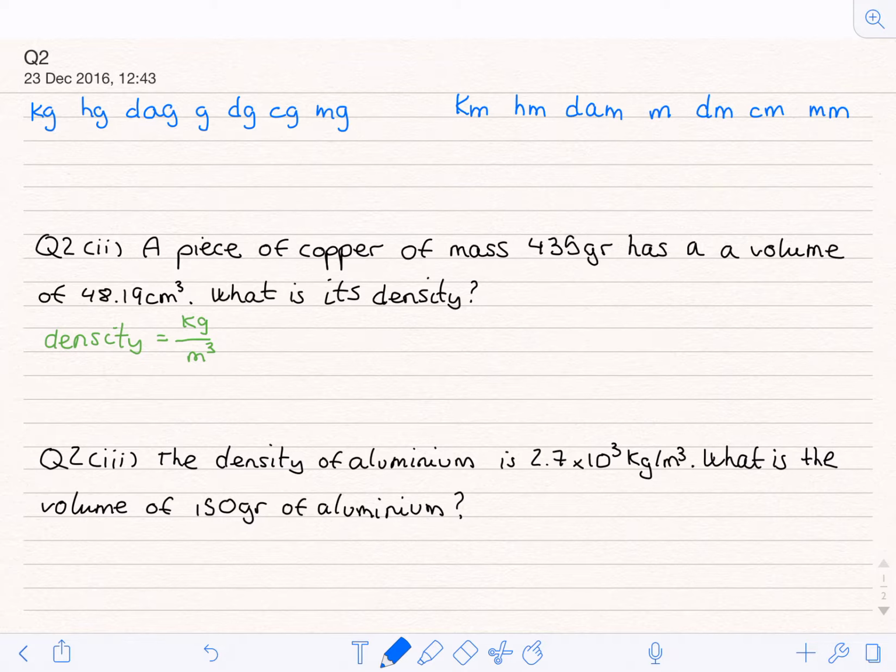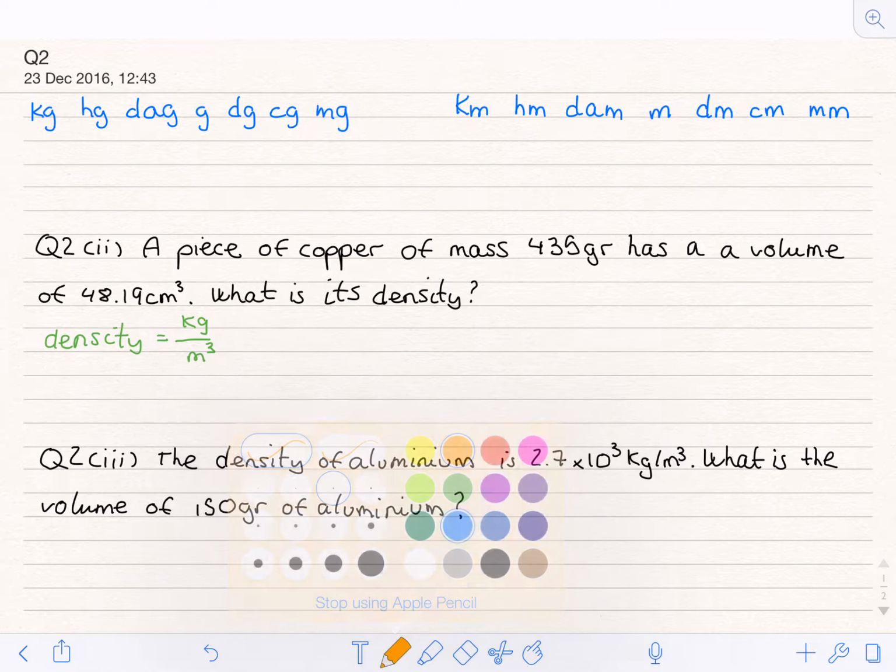I have a video that explains everything about density and pressure, so you can go and watch it. So basically density is measured in kilos divided by meter cubes. The problem is here we're given grams and centimeters cube. So how do we transform this? That's where the table is.